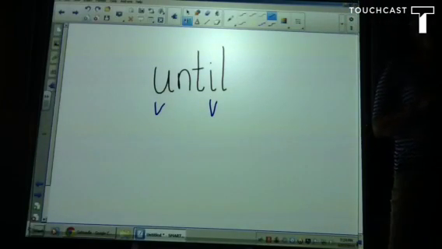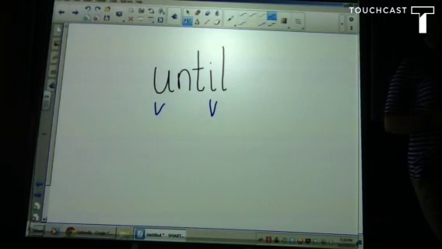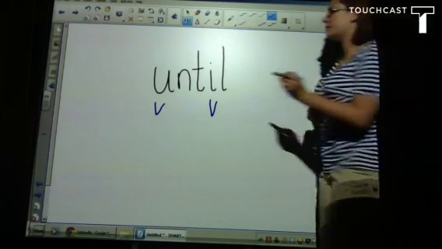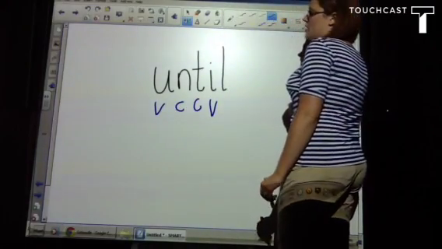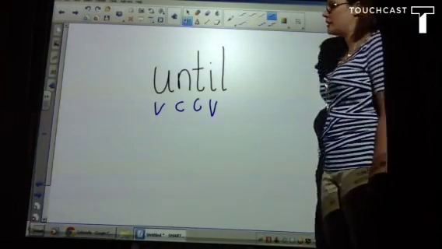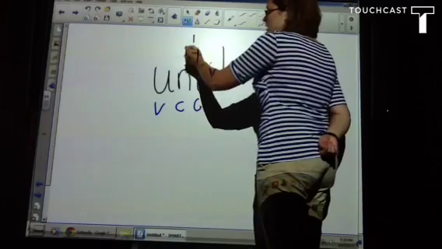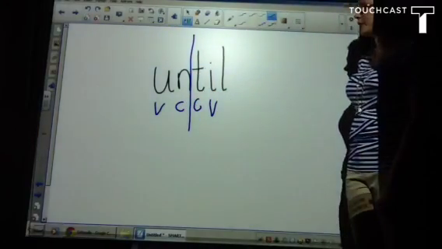Then I need to look for the consonants in between. Do I have any consonants in between those two vowels? Yes. What are they? N, T. Good. So I'm going to write small c's underneath the N and the T. The best place to divide a VCCV pattern is between the two consonants. So I'm going to put my division line right in between those two.